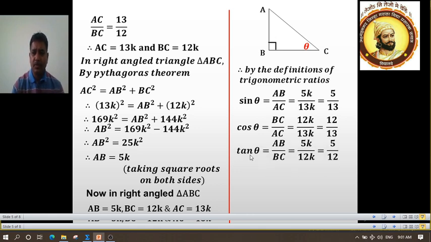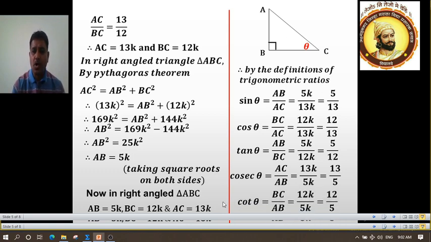Similarly, tan theta, what is meant by tan theta? Tangent ratio, opposite side upon adjacent side. Opposite side is AB, adjacent side is BC, so AB upon BC. But AB is 5K, BC is 12K, K's cancelled, we have 5 upon 12. Then cosec theta, what is meant by cosecant ratio? Hypotenuse upon opposite side. Hypotenuse is AC, opposite side is AB. AC is 13K, AB is 5K, so 13K upon 5K, K's cancelled, we have 13 upon 5.